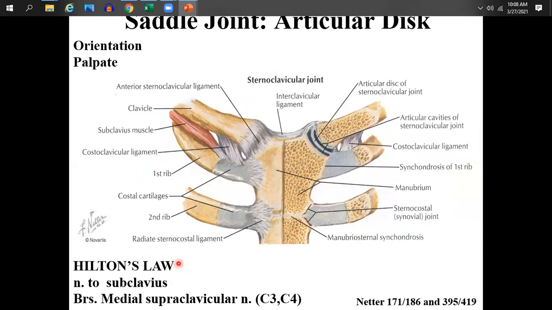Let's see. Oh, so Hilton's law. This has come up in questions previously. Hilton's law states that the innervation of a joint is based on the muscles that are articulating the bones of that joint. The nerves that innervate the muscles crossing that joint are going to innervate that joint. The nerve is already in the area, already innervating the muscle acting on the joint, so it can then give innervation to the joint capsule itself. Dr. Austin gave this example here.